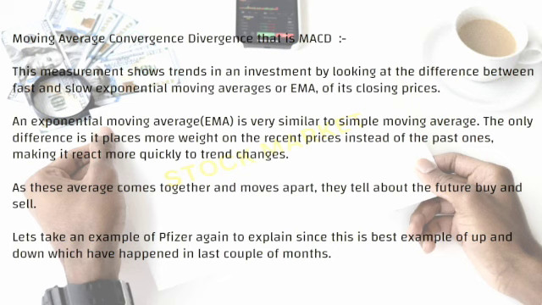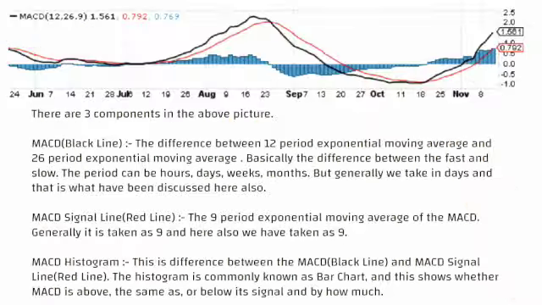Let's take an example of Pfizer again to explain, since this is the best example of the ups and downs which have happened in the last couple of months. There are three components in the above picture. MACD, which is the black line, is the difference between the 12-period exponential moving average and the 26-period exponential moving average. Basically the difference between the fast and slow. The period can be hours, days, weeks, months. But generally we take days, and that is what has been discussed here.